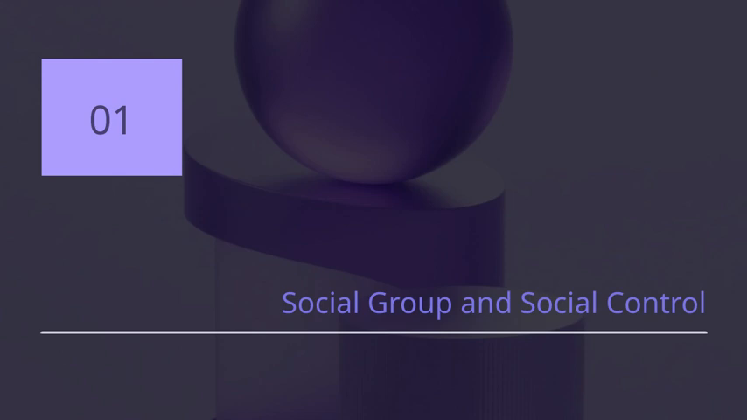Connecting this to the overall theme, understanding how social groups function and how social control operates gives us insight into the fabric of society. It shows us how order is maintained, how identities are shaped, and how social cohesion is achieved. Both concepts are crucial for grasping the bigger picture of social dynamics and human behavior.